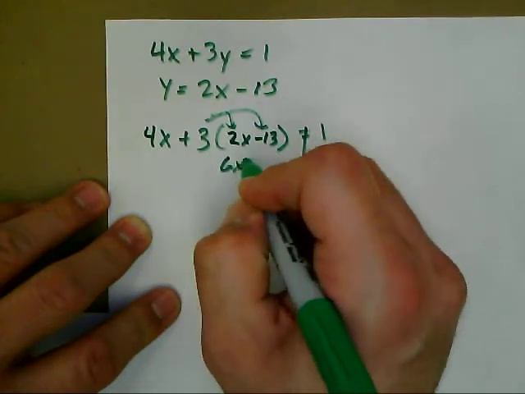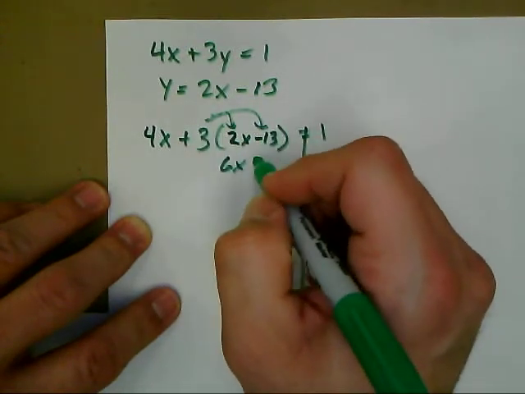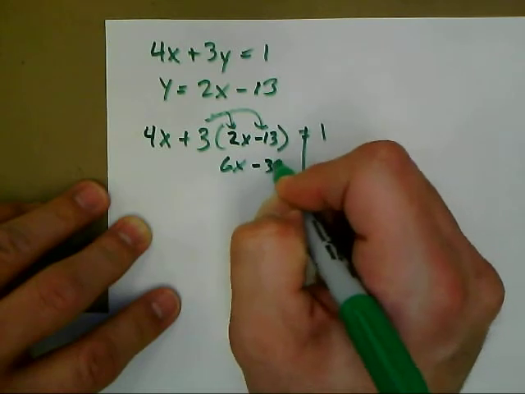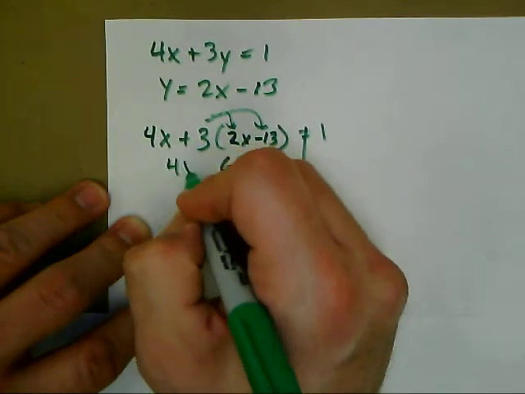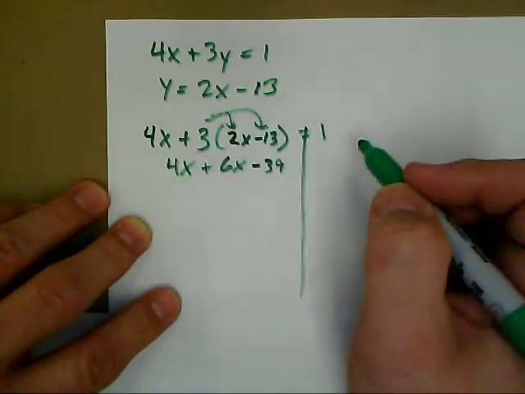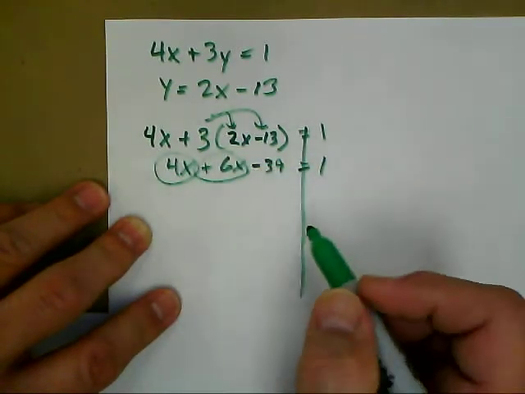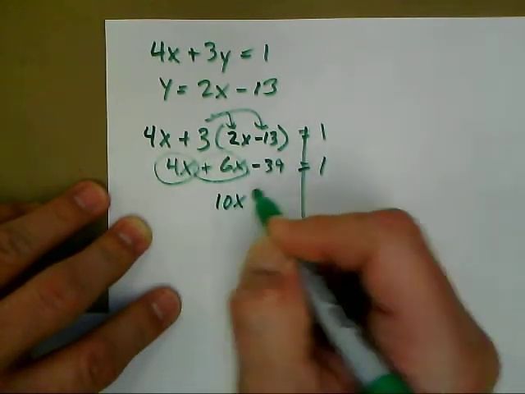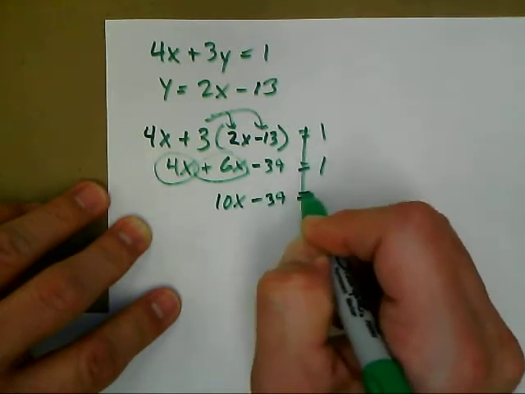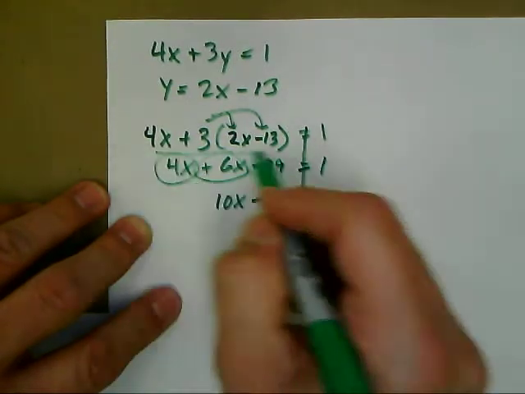3 times 2 is 6x. 3 times negative 13 is negative 39. I didn't do anything with that 4x. 6 is positive, so I move the plus. I'm going to combine like terms. 4 and 6 is 10x. I didn't do anything with the 39. Bring it down.